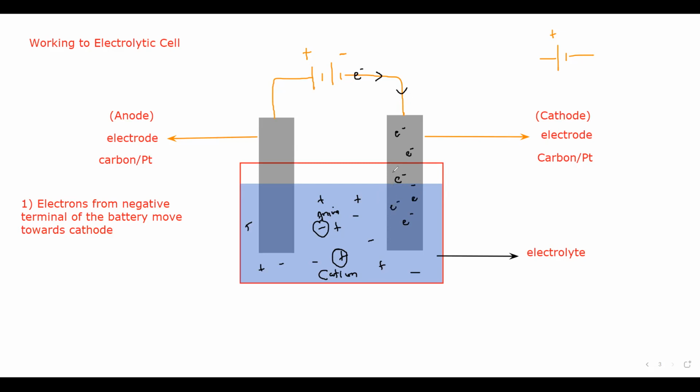It is very important that you understand the working of the cell, how it works. Anyone having a doubt or a query or question in between, you can ask using the chat or you can use a mic. So the first thing that happens: the electrons from the negative terminal of the battery move towards the cathode.